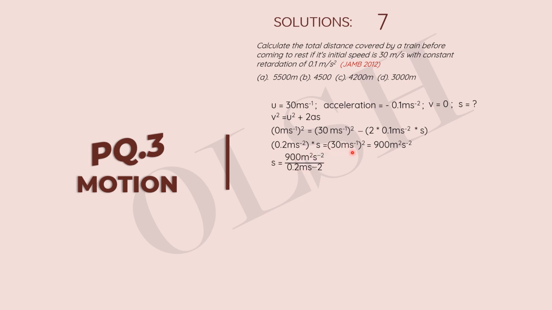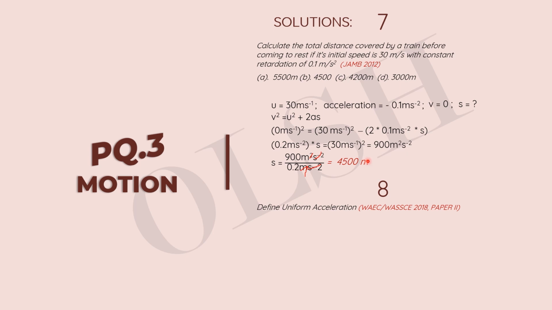This becomes, making s the subject of the formula, 900 meters squared per second squared divided by 0.2 meters per second squared. Now if we simplify the units, we'll see that these meters would take out 1 meter above there, so it becomes meters and not squared. This s raised to the power minus 2 will take out this one here, so what we have left is meters.